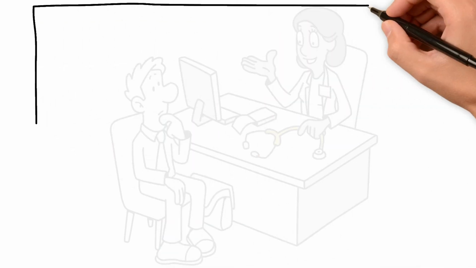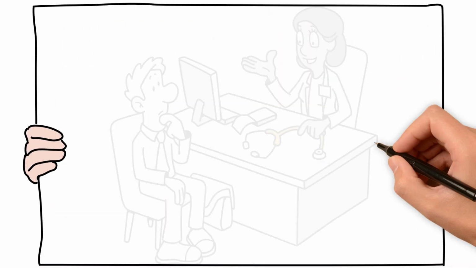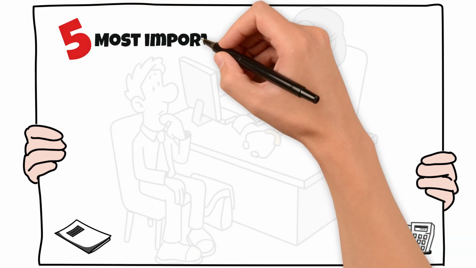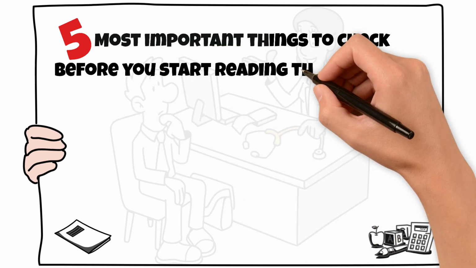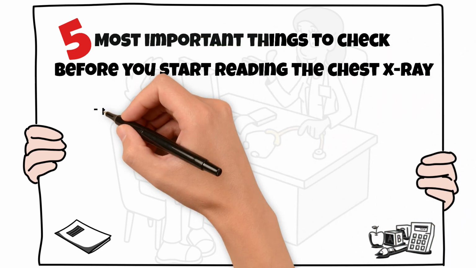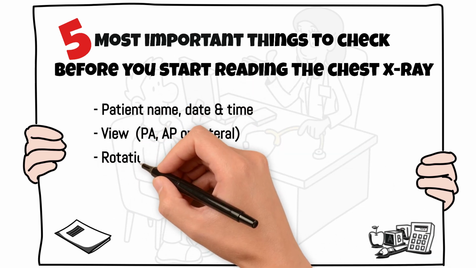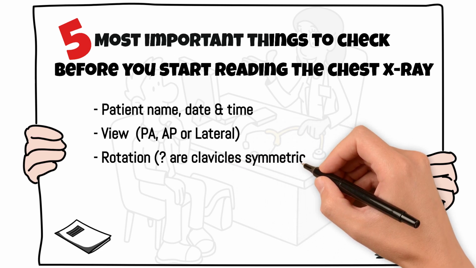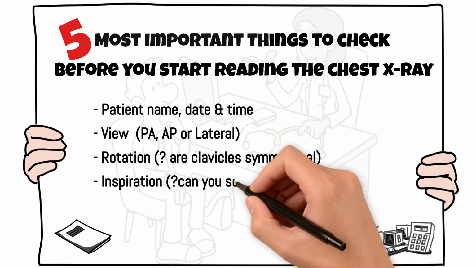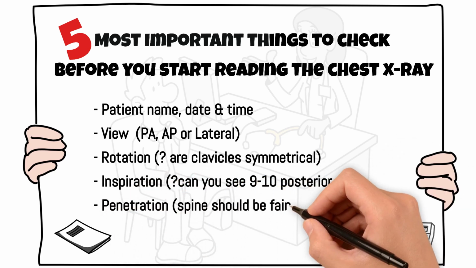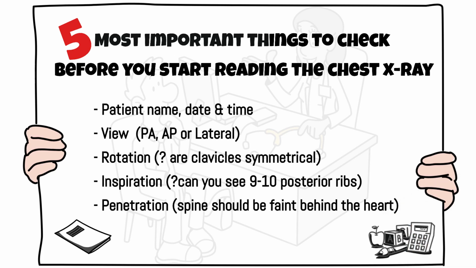We all come across chest X-rays on a daily basis. Before you start seeing those consolidations and jumping onto effusions, there are five most important things to check before you start reading the chest X-ray. First things first, check for the patient's name, date, and time. Check the view, whether it's a PA, AP, or a lateral view chest X-ray. Check if it's a rotated film. Are those clavicles symmetrical or not? Check if it's an inspiration film or not. Can you see those 9 to 10 posterior ribs? And check for penetration. The spine should be faint behind the heart, not clearly visible.